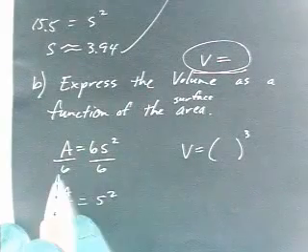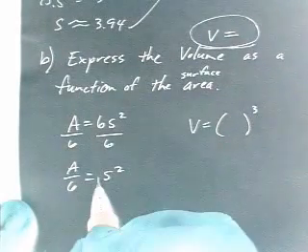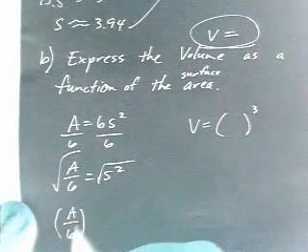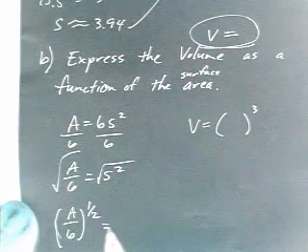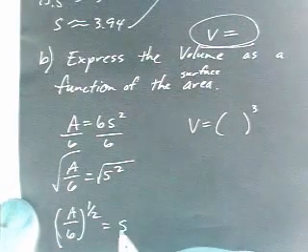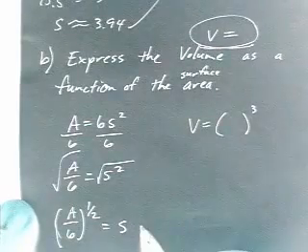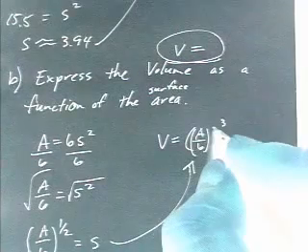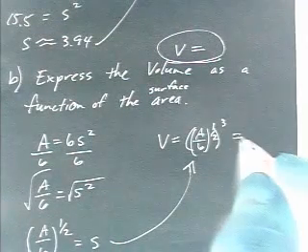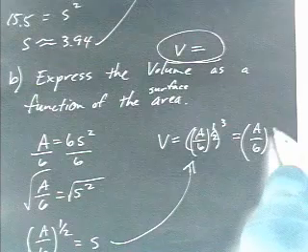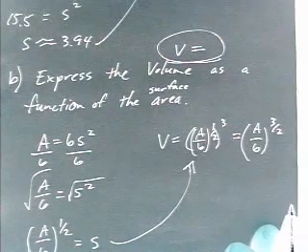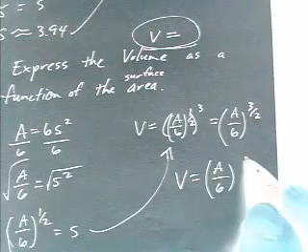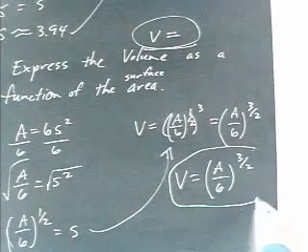So let's see here. So I divided by 6. Okay, I got that done. Take the square root, or I could say that A over 6 is raised to the 1/2 power. You know, be all fancy with my rational exponents. Therefore, we're going to substitute in here A over 6 to the 1/2, which makes A over 6 to the 3/2 power, and that's my volume formula. Volume as a function of the surface area.